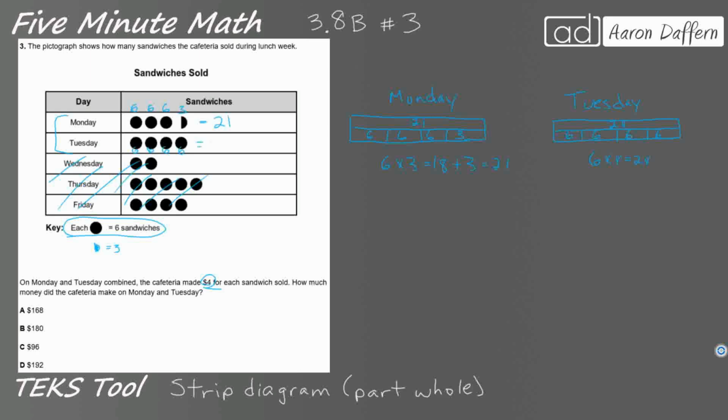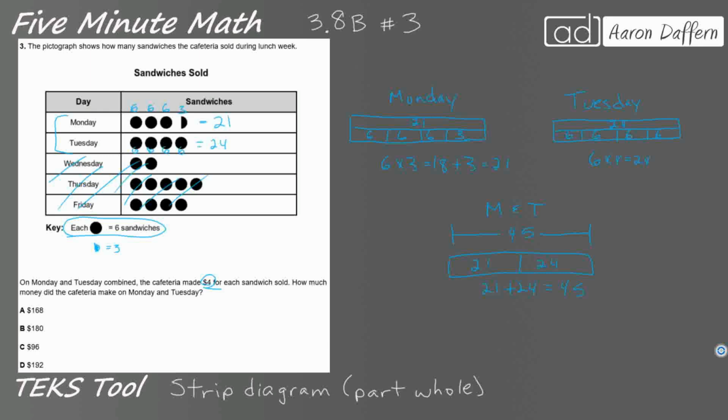All right, so I can make 21 sandwiches sold on Monday. I can put that together with 24 sandwiches sold on Tuesday. Let's figure out how much we have Monday and Tuesday. And I'll do a different type of strip diagram here. I'll do one where I've got just a line going between those two. And I'm just going to put my 2 totals here. 21, 24. If I do 21 plus 24, that's going to equal 45.